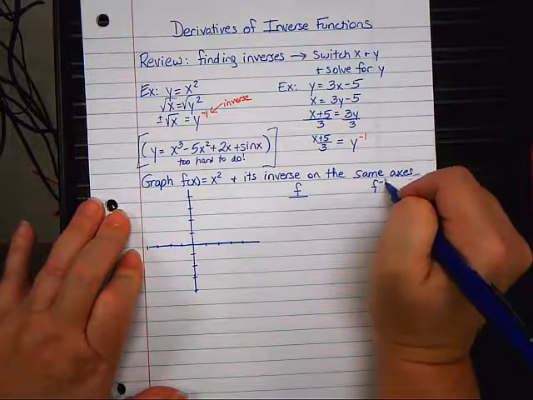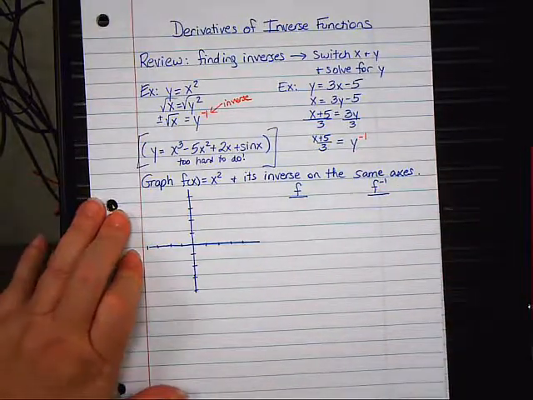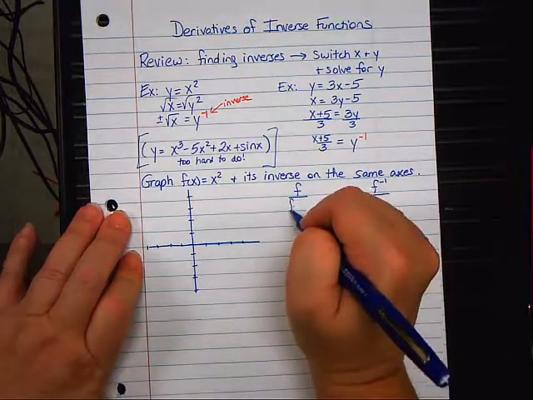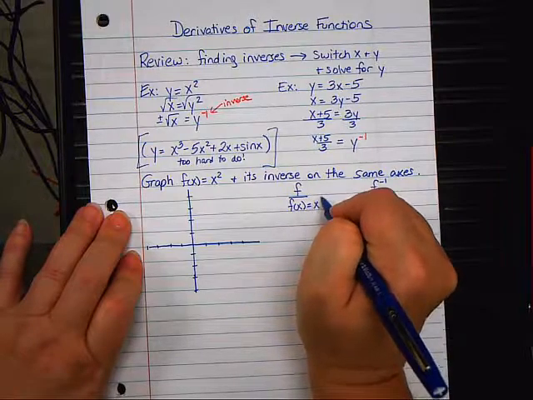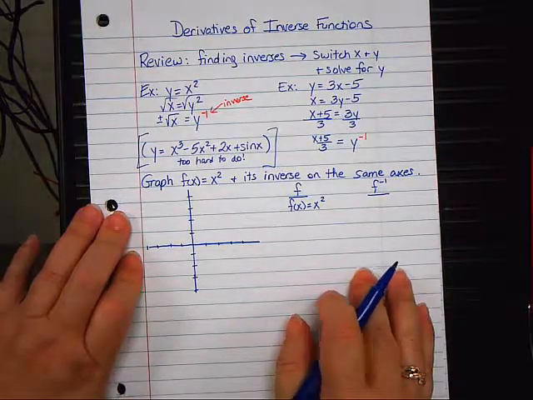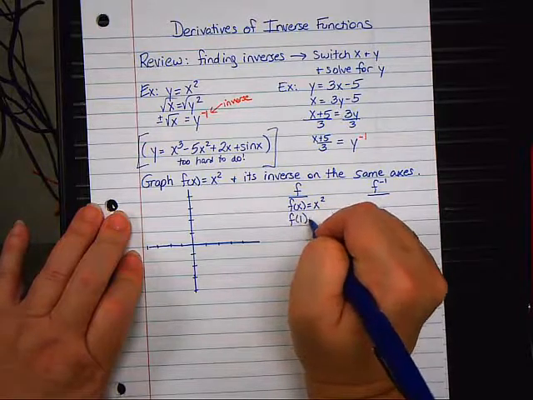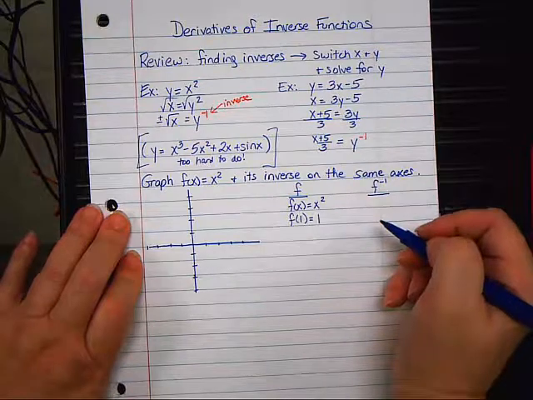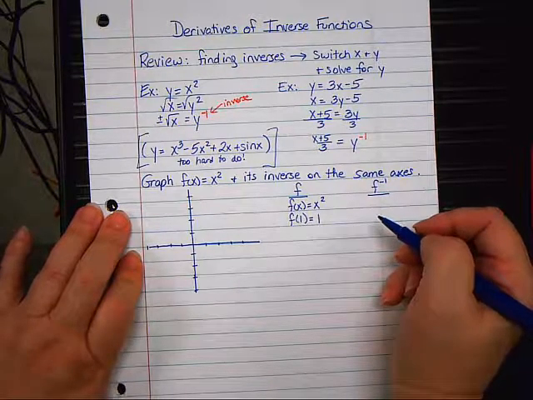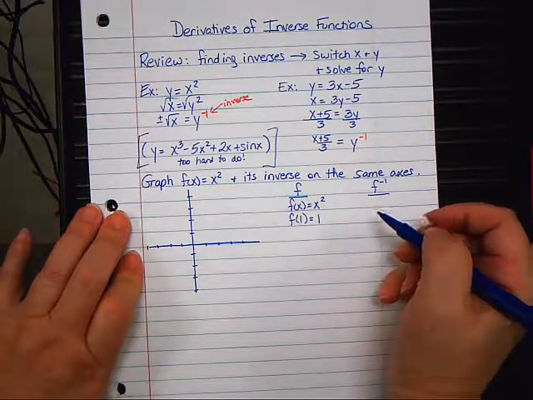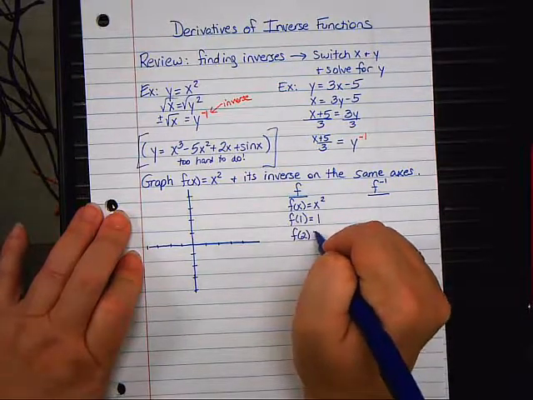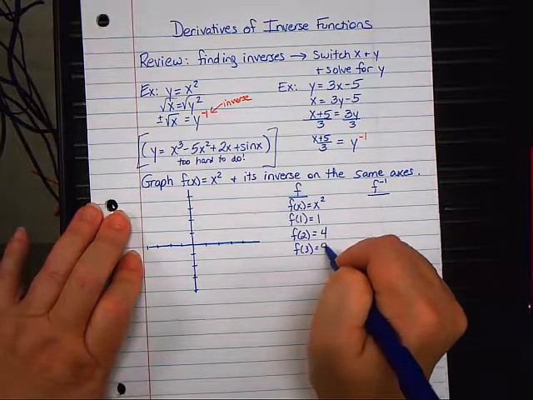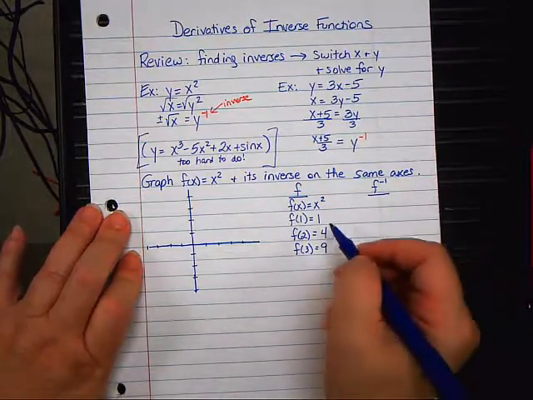Now we're going to do something a little bit unusual. We're going to make a t-chart, but we're going to make it look a little different, and I'll show you why in just a second. Okay? Our function is f of x equals x squared. What is f of 1? That is 1, right? Because you plug in 1 for x and you get 1 for y. What is f of 2? 4. What is f of 3? 9. Agreed?